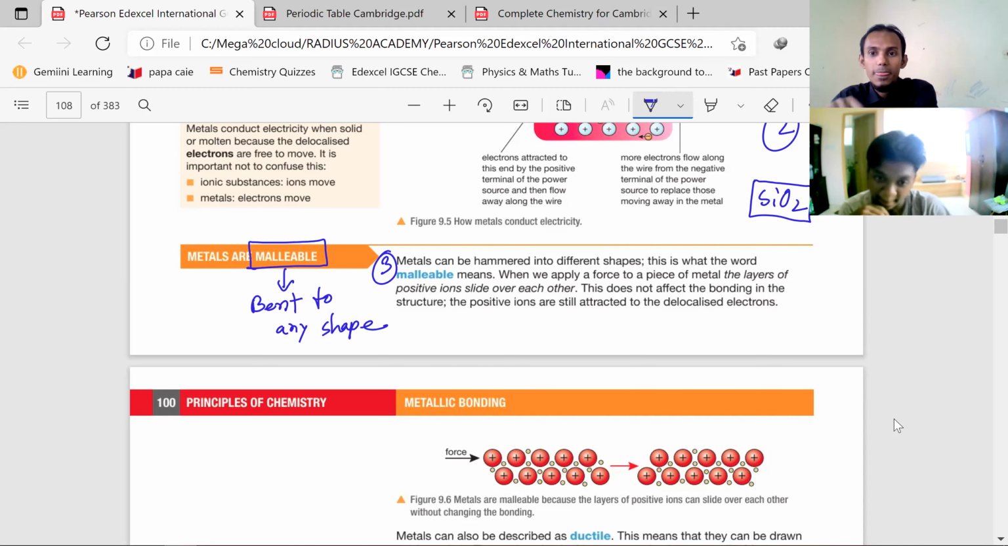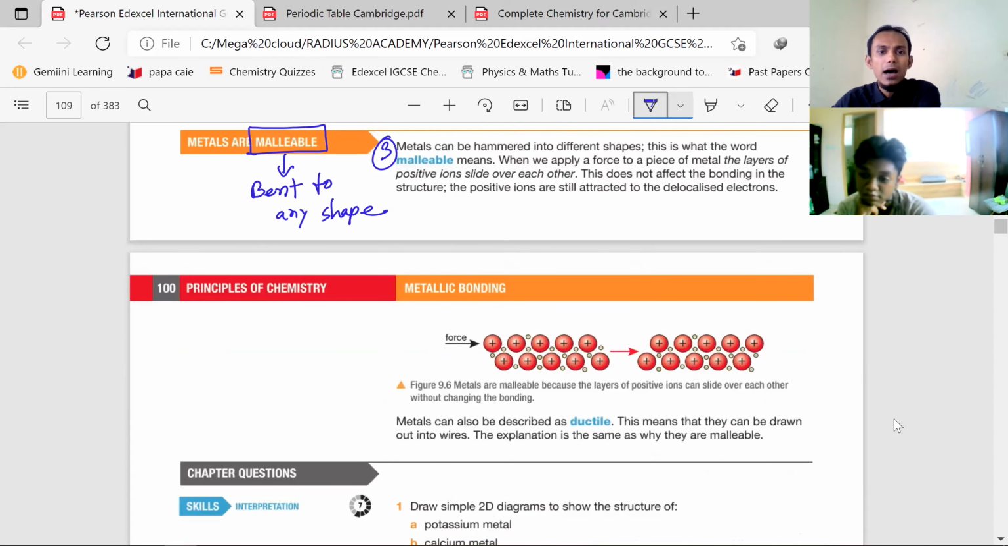Get it? But glass, what you are saying, you need to make it liquid, then there is a manufacturing process. But metal, you take a metal, you bend it, you hammer it, it will be bent. That's it. Okay, fine. When we apply large force, how is it malleable?